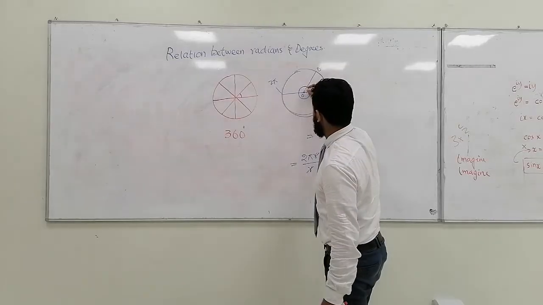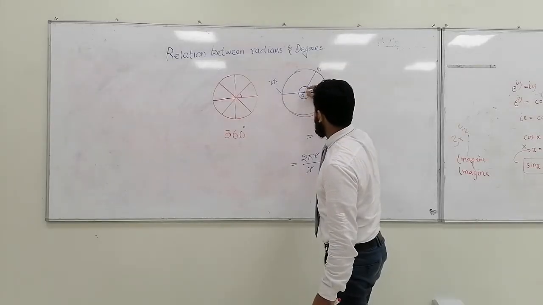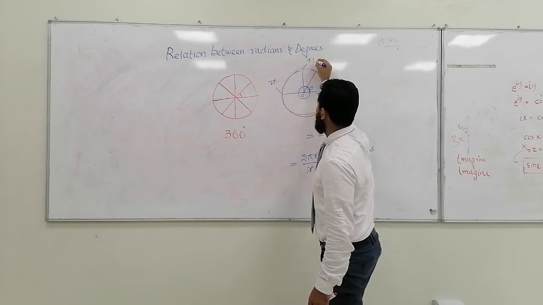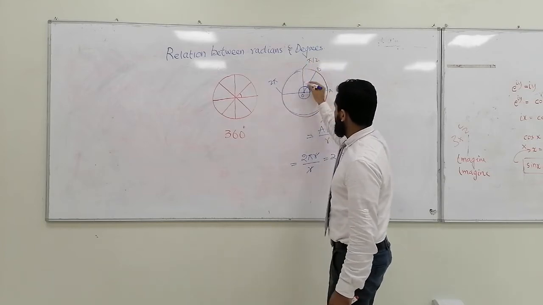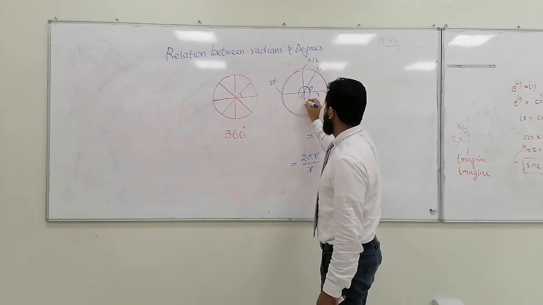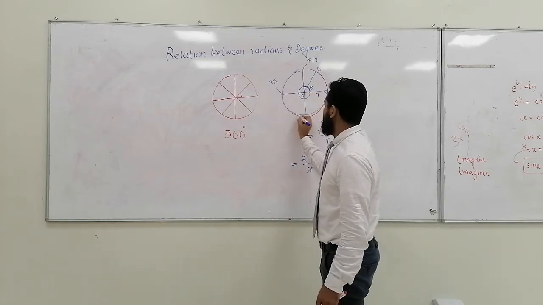And half of this, which we know is 90 degrees, is pi divided by 2, right? And the whole circle is 2 pi. And here also, this is 3 by 2 pi.